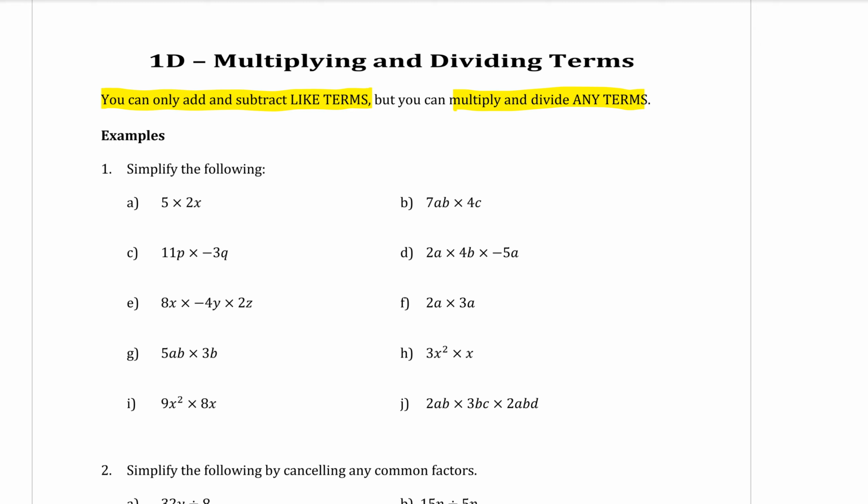All we do to multiply is to multiply any numbers together. So 5 times 2 for this one, the number's at the front. 5 times 2 is 10. And any letters that are there collect up at the end. So I have an x.